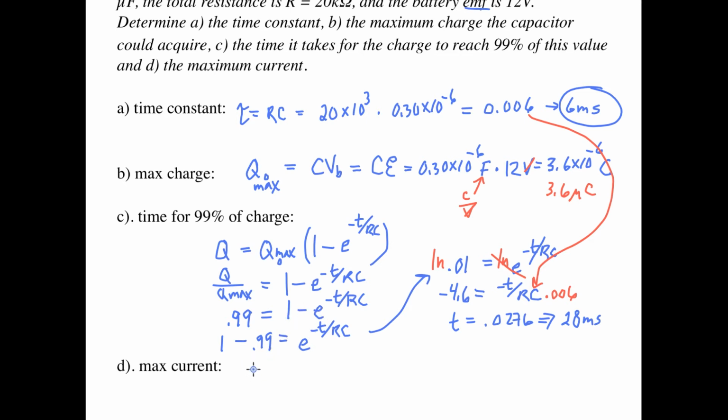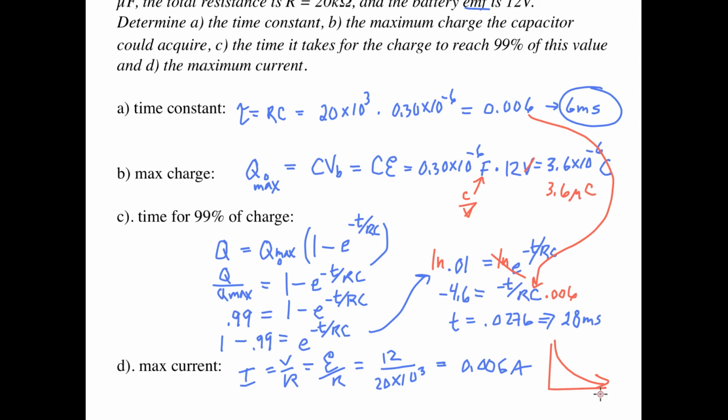All right, how about maximum current? Our maximum current that we can get, we know I equals V over R, and our voltage is going to be our EMF over our resistance. And so we have 12 over 20 times 10 to the 3rd power, because it was our kilo, and we get 0.006 amps.